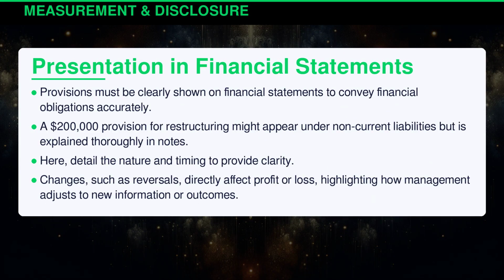Provisions must be clearly shown on financial statements to convey financial obligations accurately. A $200,000 provision for restructuring might appear under non-current liabilities, but is explained thoroughly in notes. Here, detail the nature and timing to provide clarity. Changes such as reversals directly affect profit or loss, highlighting how management adjusts to new information or outcomes.